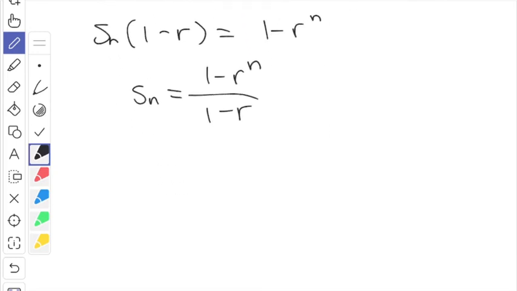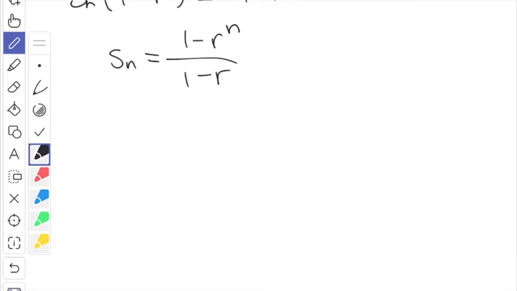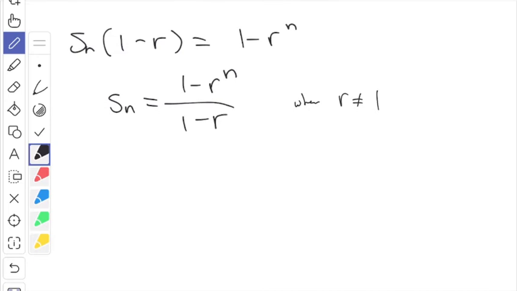All right, this is our improved formula for Sn. And let me just say, when r is not equal to 1, because I just divided by 1 minus r, obviously this formula cannot be true when r equals 1, right? Because then the denominator would be 0. So that's a special case when r equals 1, in which this formula does not work. But for all other values of r, this is going to be the formula for Sn.